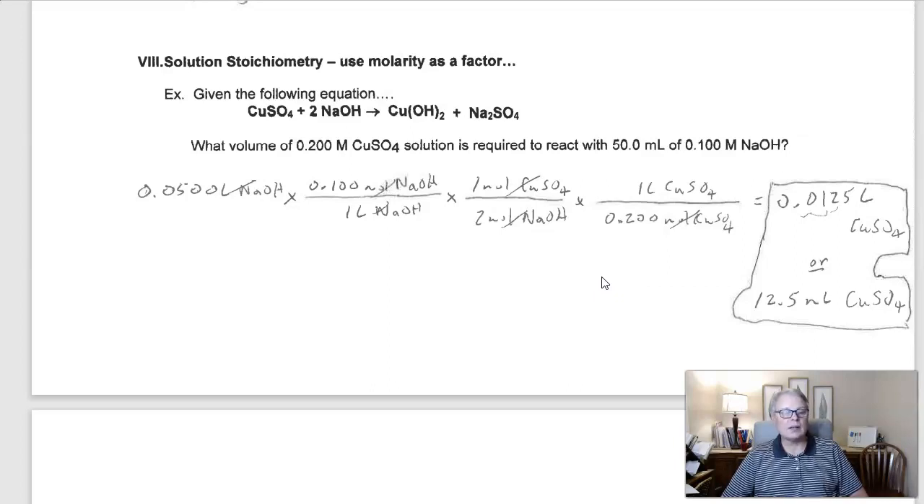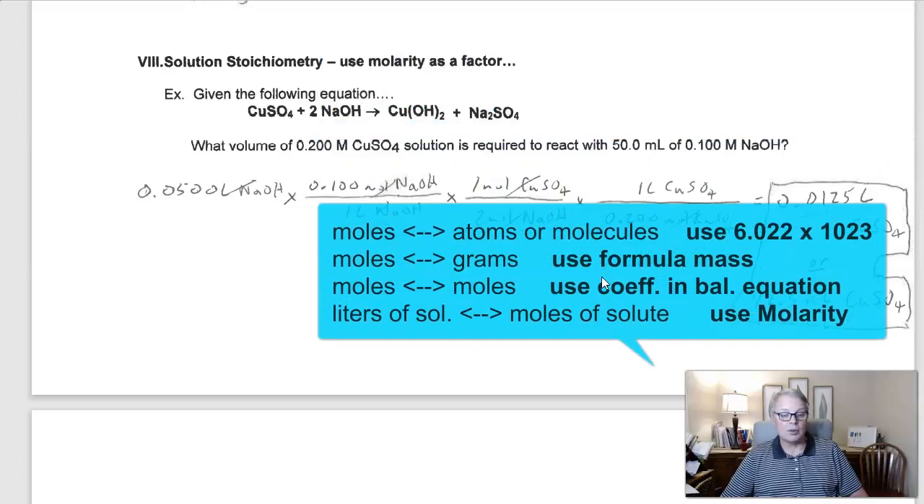Look, basically what it all comes down to is this. This is, I think, worth remembering. If I need to go from moles of something to atoms or molecules of something, use Avogadro's number, 6.022 times 10 to the 23rd. If I need to go from moles of something to grams of something, or grams back to moles, use your formula mass. If I need to go from moles of something to moles of something else, use your coefficients in a balanced equation. And then if I need to go from liters of solution to moles of solute in that solution, or moles of solute back to liters of solution, use your molarity as a factor.